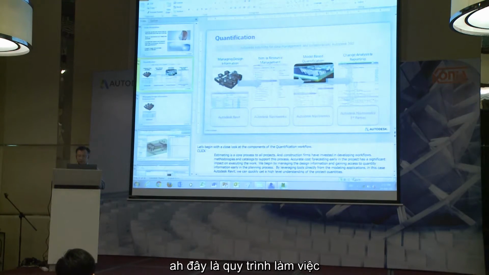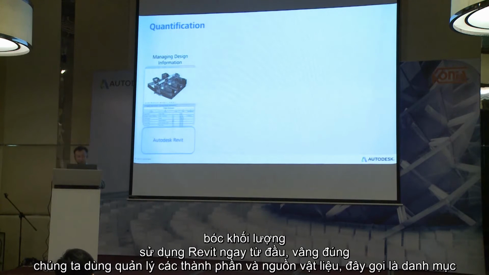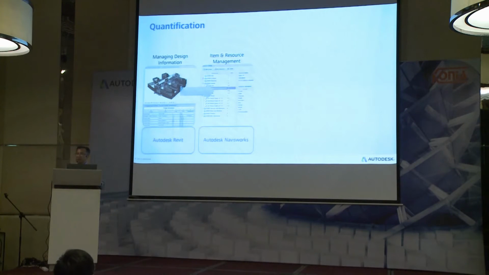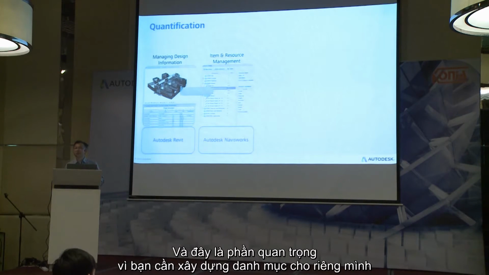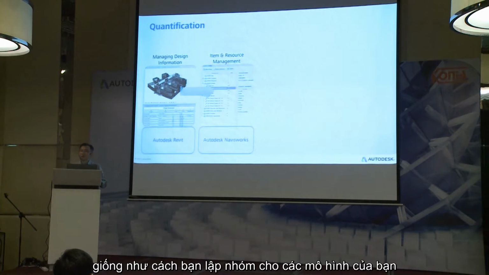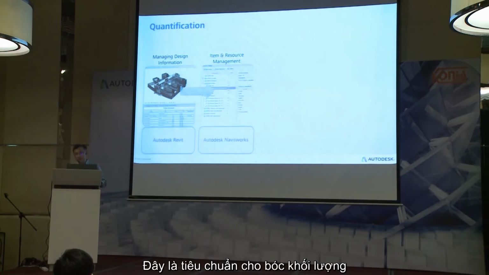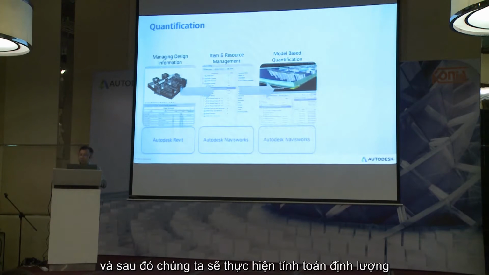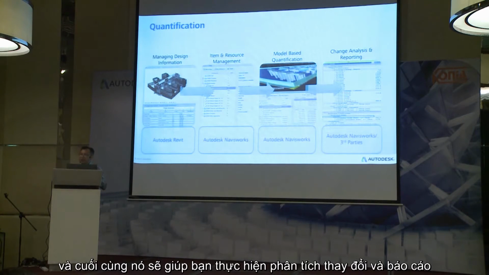this is the workflow: quantification, using Revit from the beginning. Yes, correct. We will do the item and resource management. This we call the catalog. And this is an important part, because you need to develop your own catalog, the same way that you develop your own family for the model. This is the standard for the quantity takeoff. And then we will do the quantification. And at the end, it will help you to do the change analysis and report.